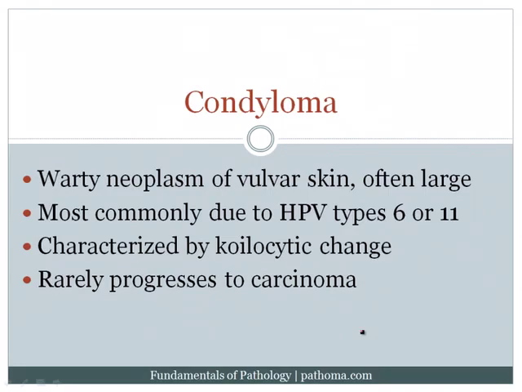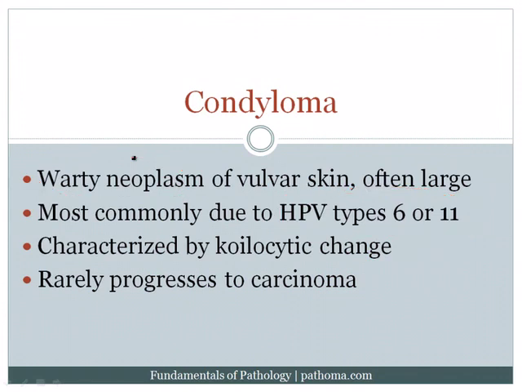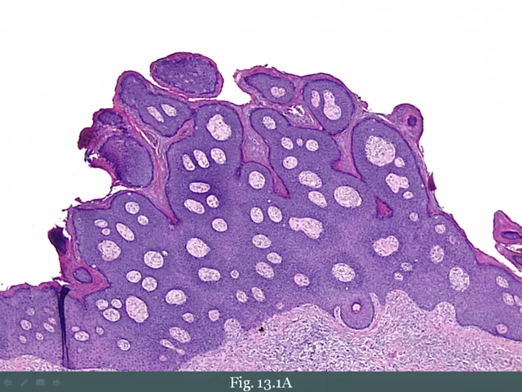So condyloma, what is it? It's a warty neoplasm of vulvar skin. It is often large, most commonly due to HPV 6 or 11, again characterized by coilocytic change, and it rarely progresses to carcinoma. Now I'd like to remind you, it's a low risk. Low risk means there still is a risk, so it's not zero risk, it's low risk, but it rarely progresses to carcinoma.